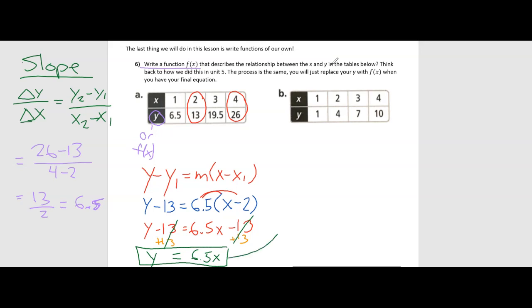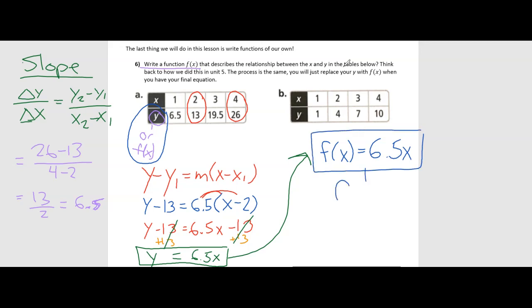Now it says to write a function, so we just need to put this in function notation. All I'm going to do is replace the y, because I know the y and the f of x mean the same thing. So I have f of x is equal to 6.5x. And this would be the function notation that they're looking for. But you notice that the process was exactly the same as what we did in Unit 5. The only extra step came at the end when we replaced the y with the f of x.